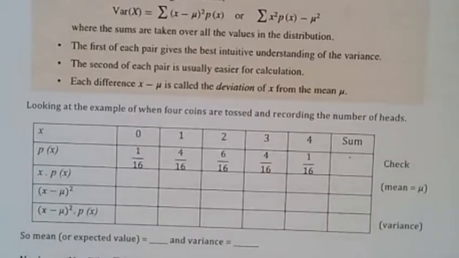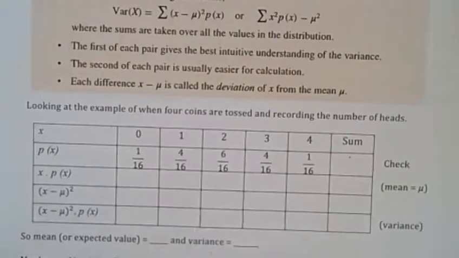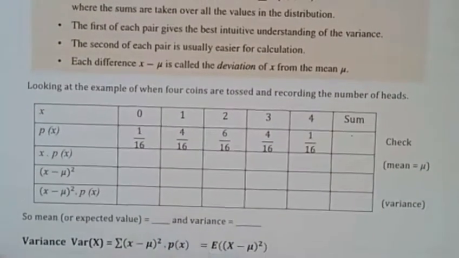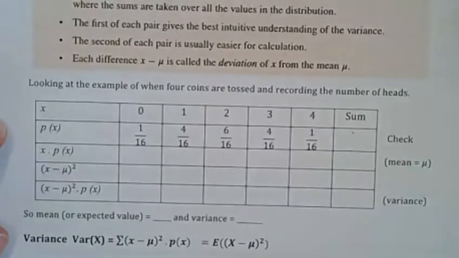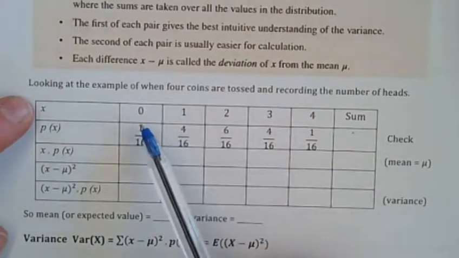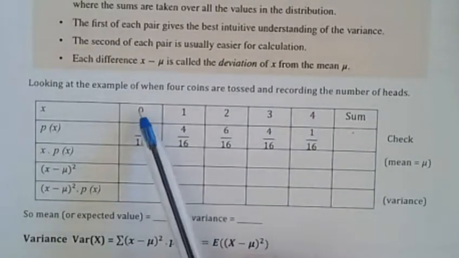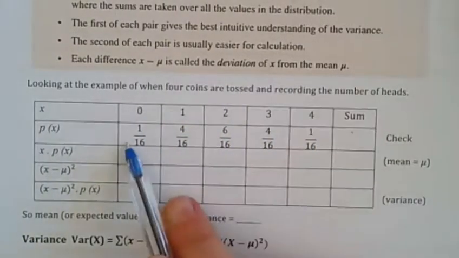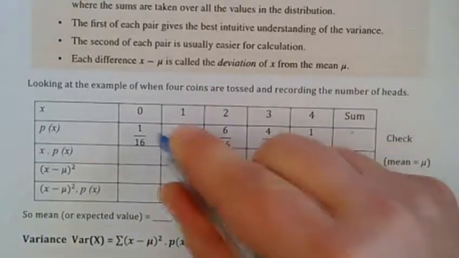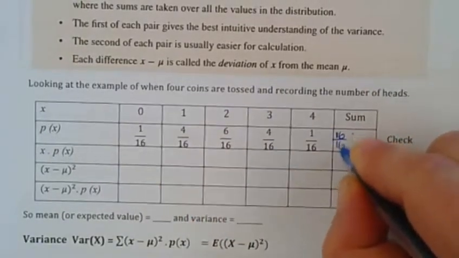I think the best way to do it is just to do an example. All right, let's look at the first way of working out variance. This was when 4 coins were tossed from last lesson and the lesson before. We're just sticking with this example, and you're recording the number of heads. You can get no heads, 1 head, 2 heads, 3 heads, 4 heads. And we worked out the probability of each. And we know that the sum of all the probabilities is 16 out of 16, which is 1.